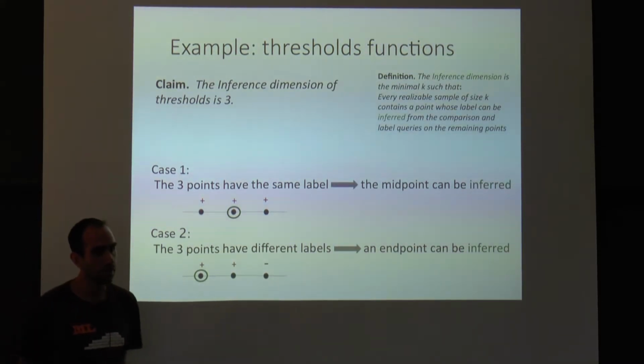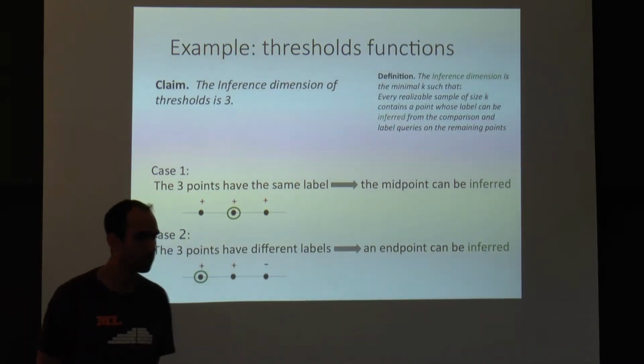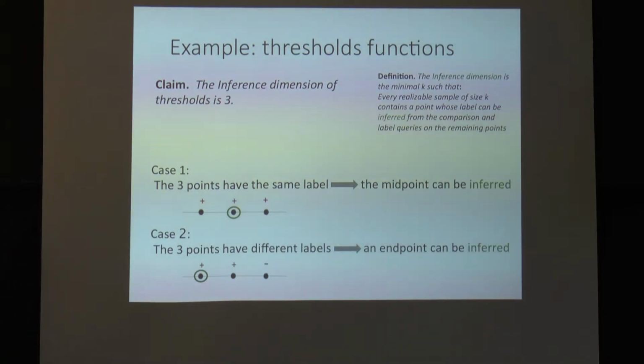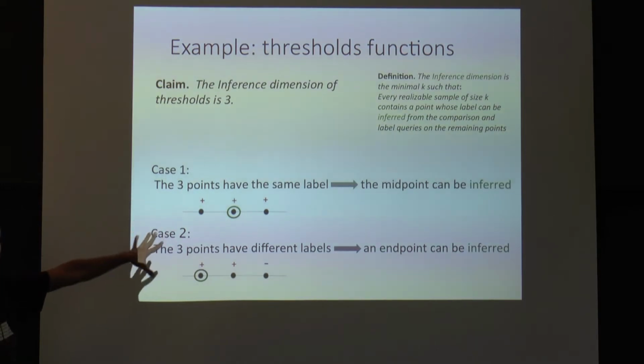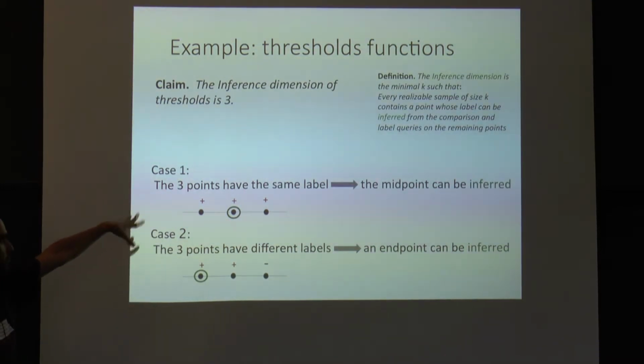Does this definition also apply to signs of neural networks or other classifiers, or only linear classifiers? No, it applies to anything, any concept class. Okay, so this shows that the inference dimension of thresholds on the line is at most 3.